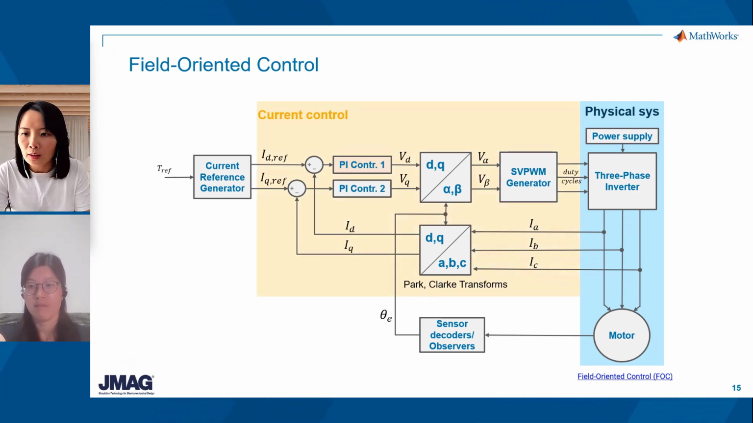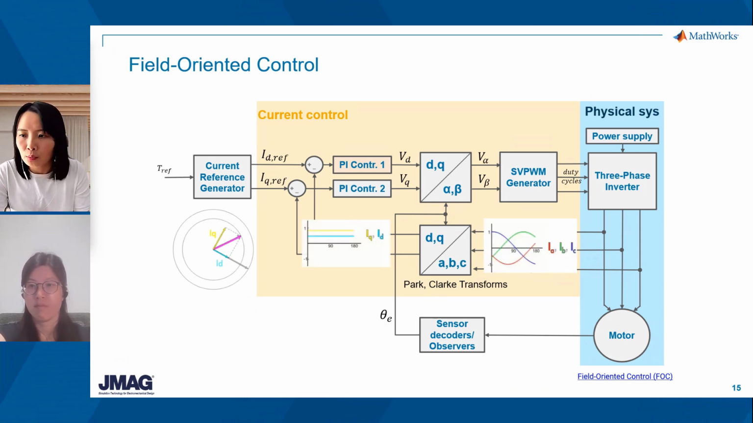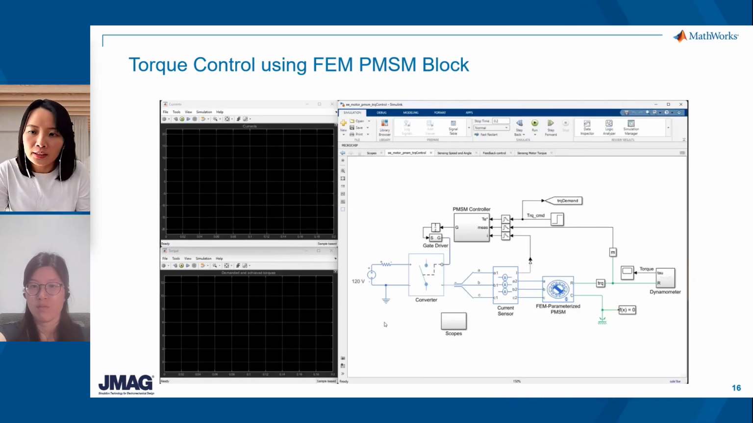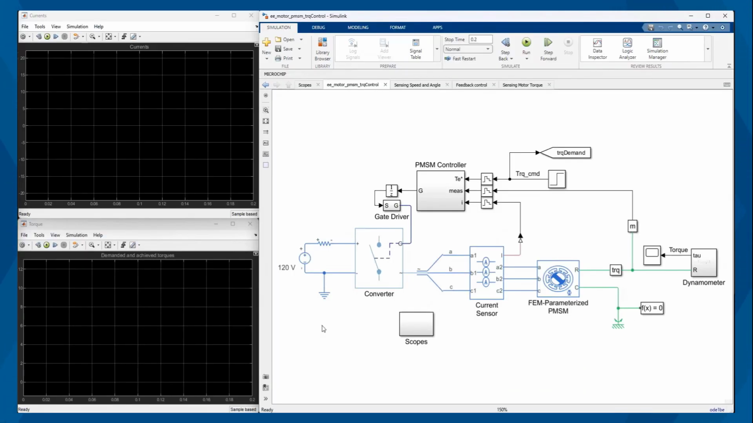In FOC, we have two PID control loops to manipulate the Q-axis and D-axis currents. And since we are using an SPM motor, primarily the Q-axis dominates the torque output. We also have the DQ to alpha-beta transformation and an SVPWM generator to control the duty cycles for the three-phase two-level inverter. Now let's take a look at the Simulink implementation of torque control.